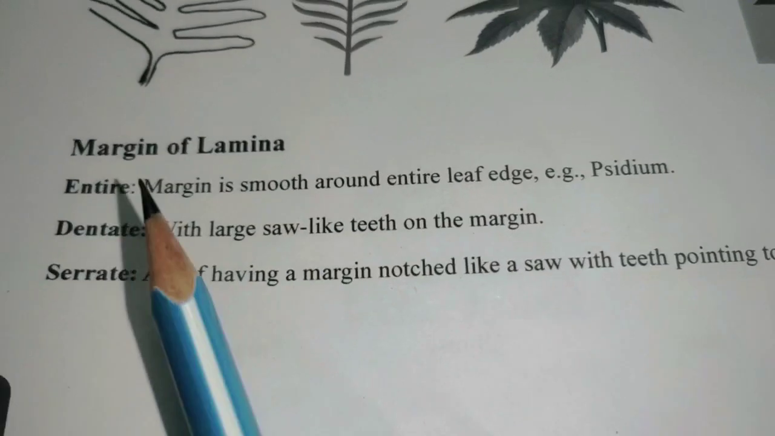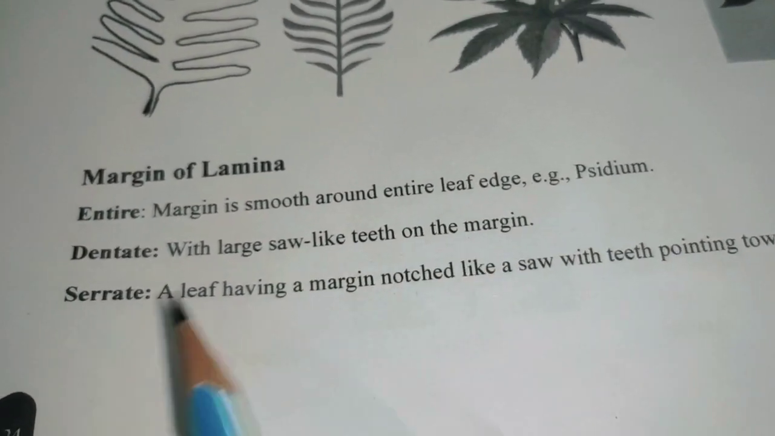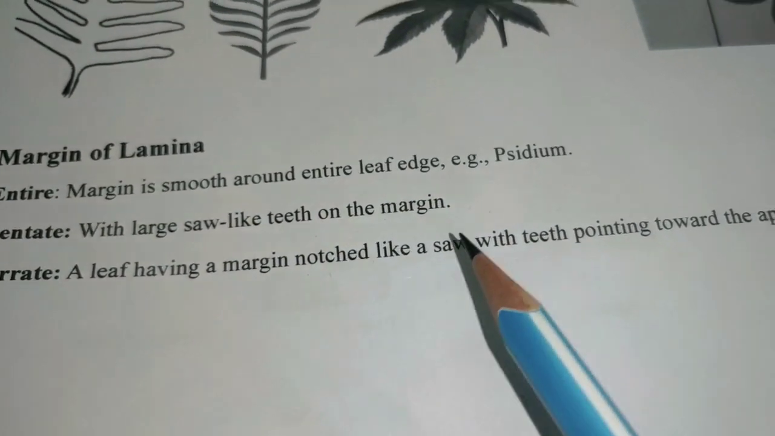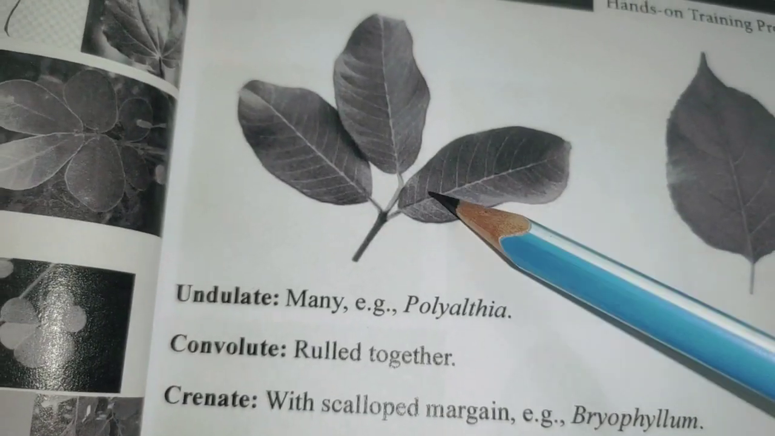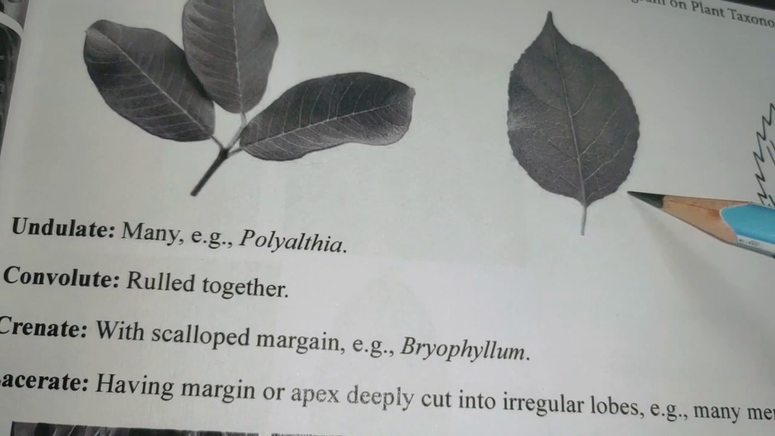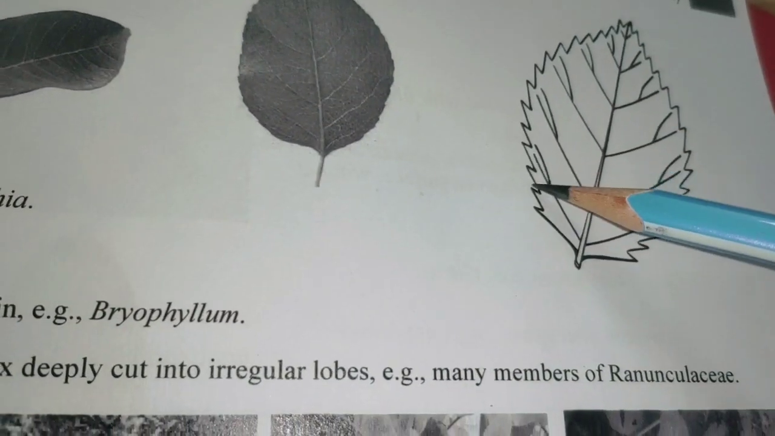Margin of lamina. Entire, the margin is smooth around the entire leaf edge, like Syzygium. Dentate, with large saw-like teeth on the margin. Serrate, a leaf having a margin notched like a saw with teeth pointing forward. This is entire, smooth. This is dentate, a teeth-like structure present, and this is serrate.